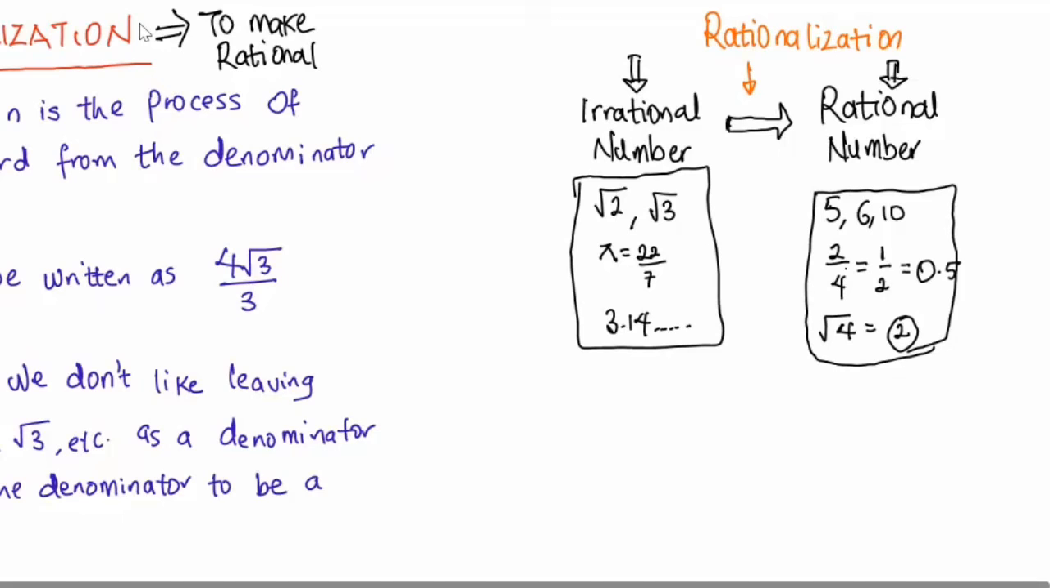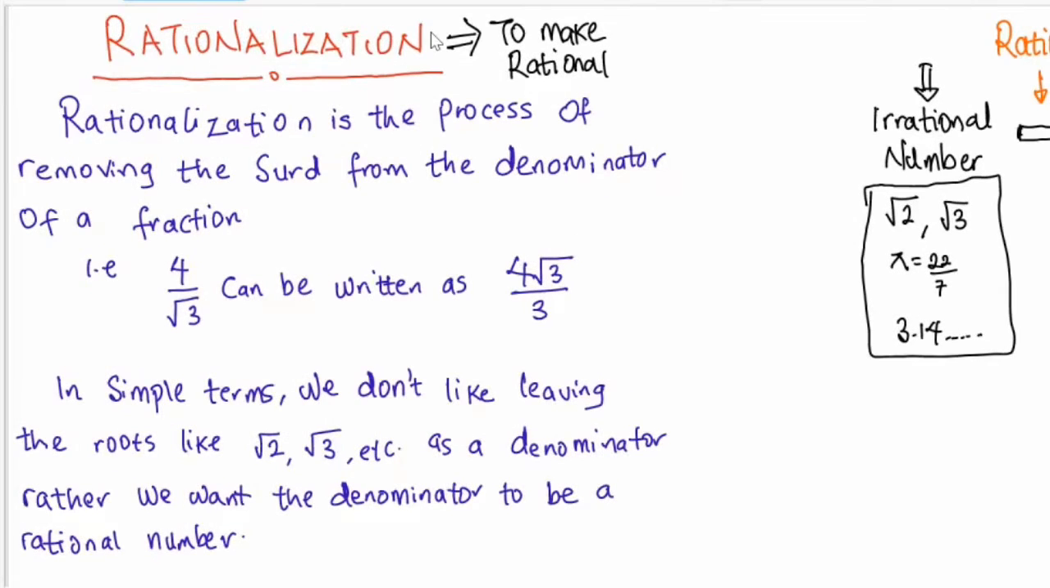But in the course of this video lesson, we are going to look at a special form of rationalization. So the rationalization we are talking about is simply the process of removing the surd from the denominator of a fraction. So we are removing a surd that is located at the denominator of a fraction. So that's basically what we are looking at in rationalization of surd.